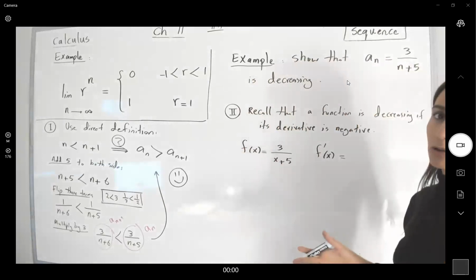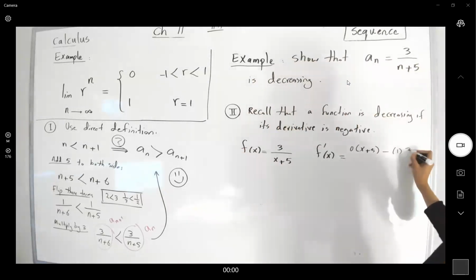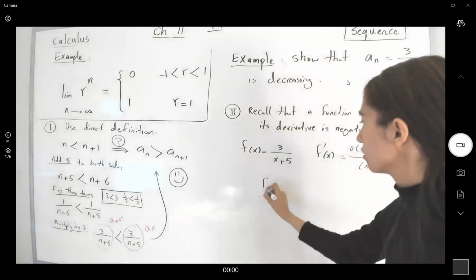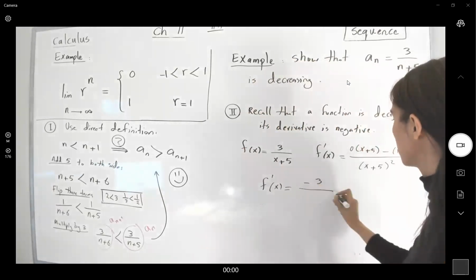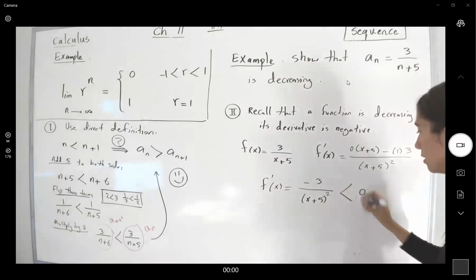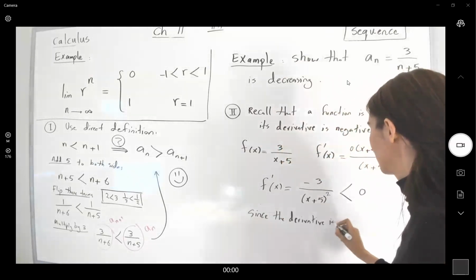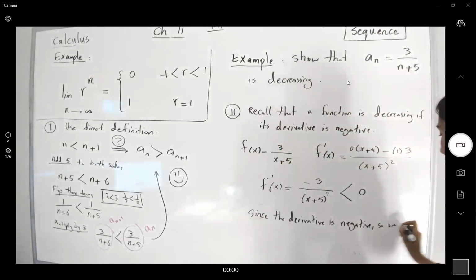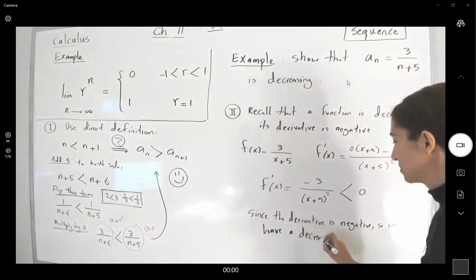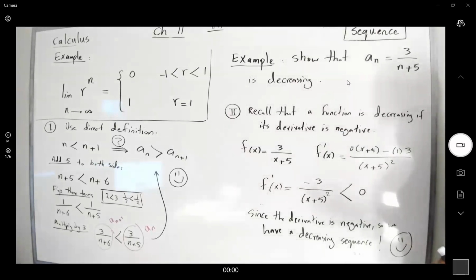f prime of x, you can opt for the quotient rule or just flip this guy. You get 0 times x plus 5 minus the derivative of this guy, which is 1, times 3, divided by x plus 5 squared. So the derivative of this function is equal to negative 3 divided by x plus 5 squared. The denominator is always positive. The numerator is negative. So this is always negative. Since the derivative is negative, we have a decreasing sequence. Another smiley face for you. Both of them give you the exact same result, using the direct definition or using the derivative, what we learned in elementary calculus.